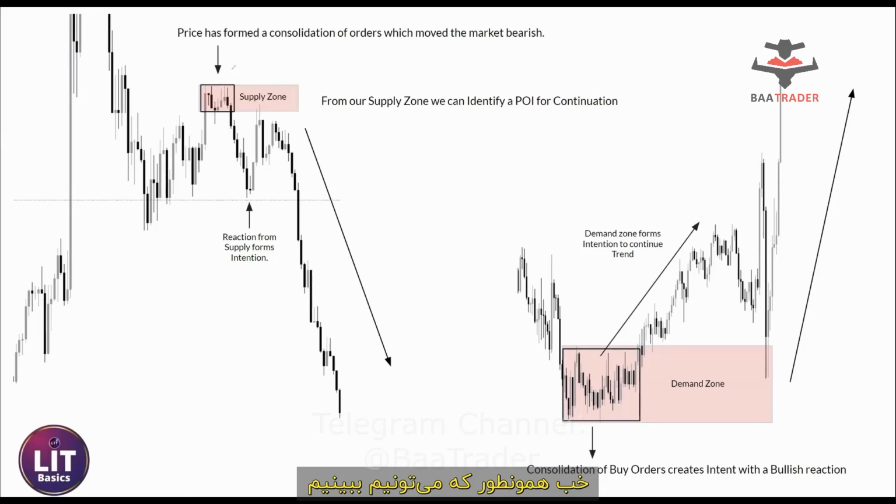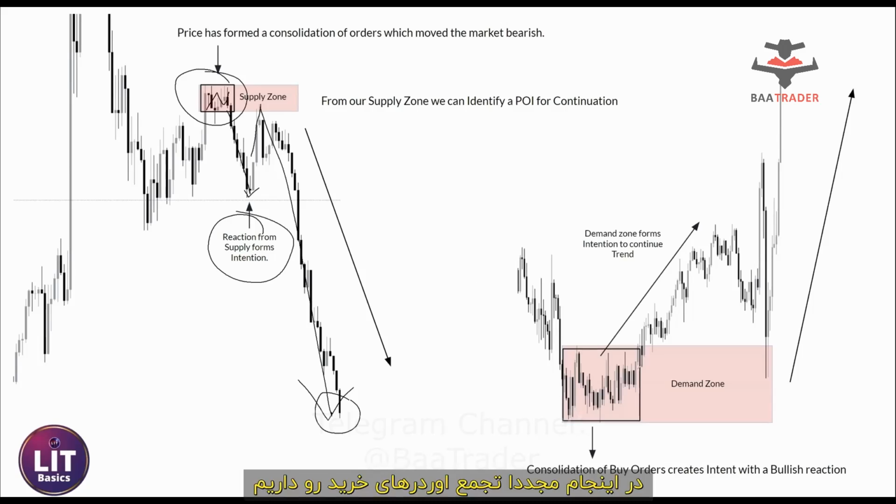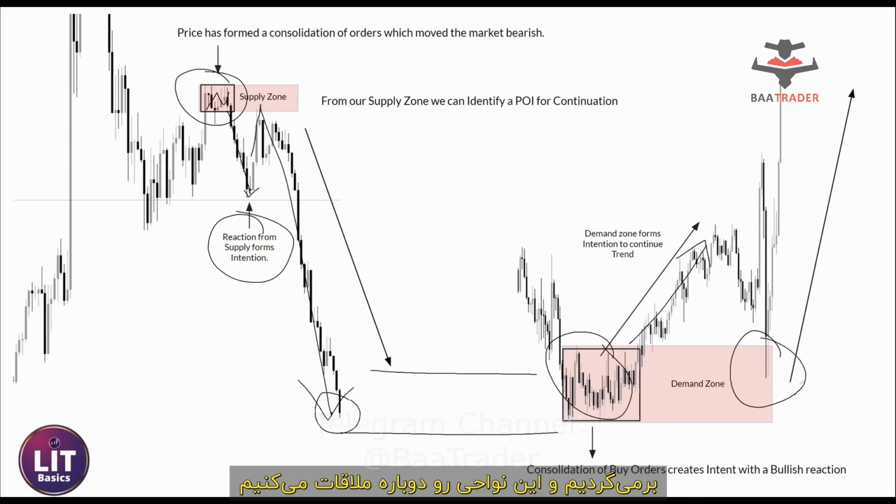As we can see, price has formed a consolidation zone right here. It then pushes out, and this gives us the intention. We come back to the supply zone before continuing in this direction. Here again, consolidation of buy orders. Maybe we've come into something on the left as well. We get a reaction out of there, come back, revisit these areas before continuing in the intended direction.